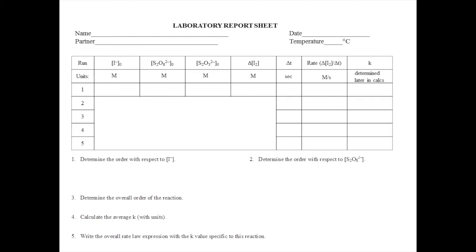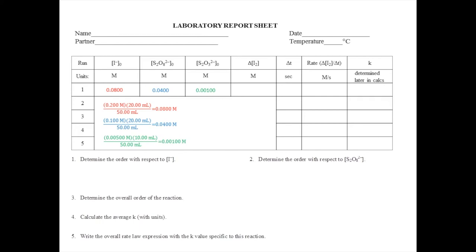Let's calculate the concentrations of all species in run 1. Using the dilution equation, M1V1 equals M2V2, and the concentrations and volumes in table 12.2, the concentration of the iodide ion in a total solution volume of 50.0 milliliters can be calculated. The concentrations of the persulfate ion and the thiosulfate ion are also calculated using the dilution formula and the values in table 12.2.